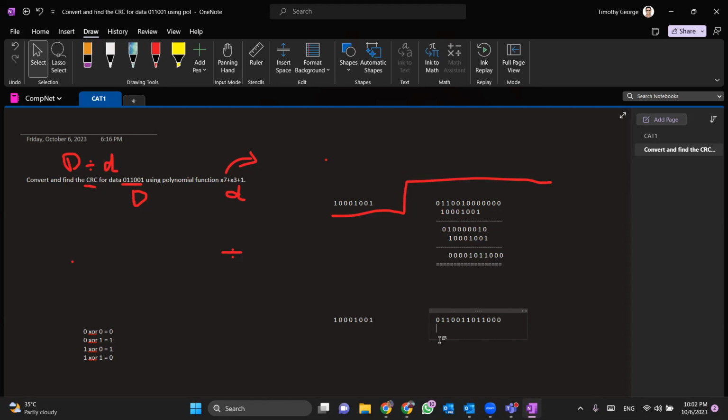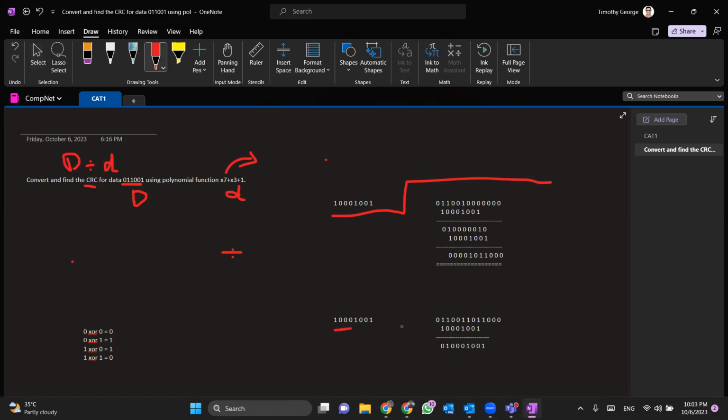Now you do the same thing. You're going to copy the divisor: 1, 0, 0, 0, 1, 0, 0. Taking the XOR, it's actually going to give you 0, 1, 0, 0, 0, 1, 0, 0. And you're carrying forward the one from the bottom. And you can see this is going to fit exactly into this remainder, the divisor.